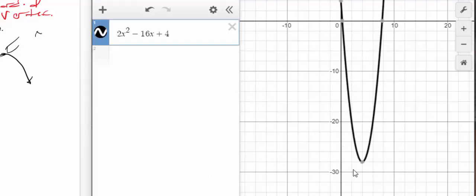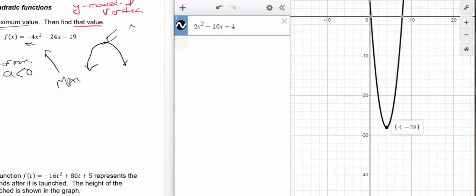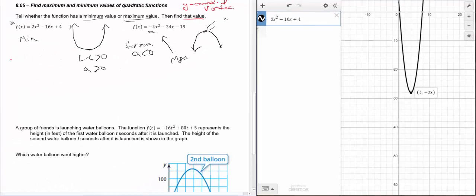I just click on my function and I click on the lowest point. The axis of symmetry is x equals 4. I don't care about that in this problem. We do care about what the value of the minimum is. What is the lowest output this function ever gets? That lowest output is negative 28. So the minimum is negative 28. That's the smallest output.